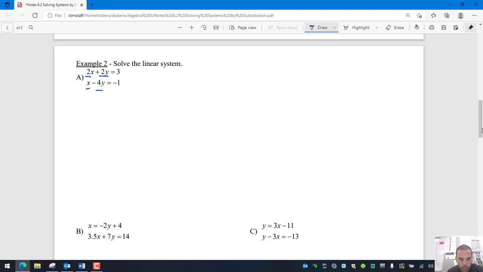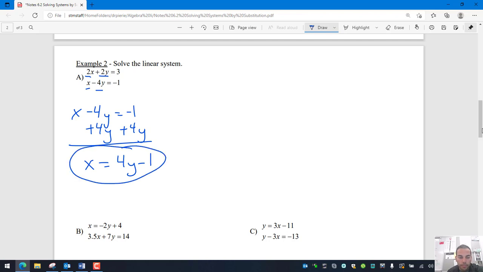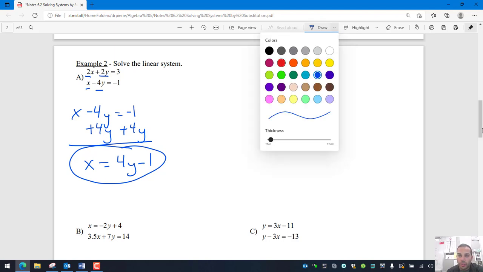Okay, so I'll take x minus 4y is equal to -1, and my first step is to get this x all by itself. So I add 4y to both sides, and I know that x is equal to 4y minus 1. Okay, x is all by itself. I know that x is the exact same thing as 4y minus 1.